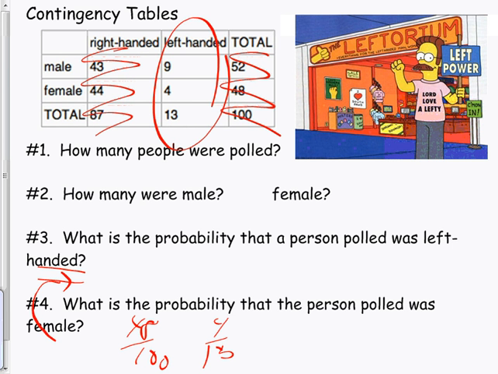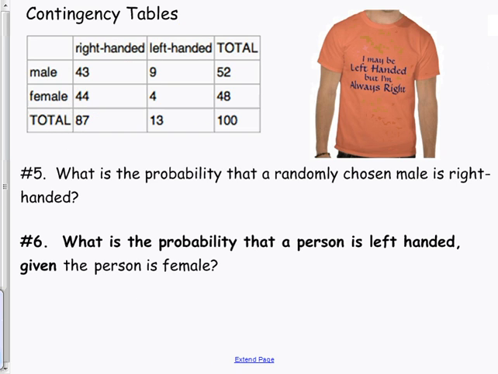Do you get the 4 out of 13 number, where that would come from? That's assuming that we knew that they were going to pick a lefty. That's called a given question. That's where these can get more complicated. And it changes the problem because it's not out of 100 anymore. The denominator won't be out of 100. It'll be out of something smaller. All right, this next one. See if it's an easy or a hard one.